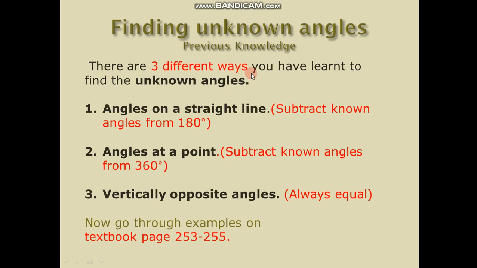Finding unknown angles, there are three different ways you have learned to find the unknown angles. The first one was angles on a straight line. Means if you are given the angles on a straight line and you have to find an unknown angle, then you have to subtract all the given or known angles from 180 degrees. Secondly, if you are given angles at a point, means all around a point, then if you want to find an unknown angle, you have to subtract all the given or known angles from 360 degrees.